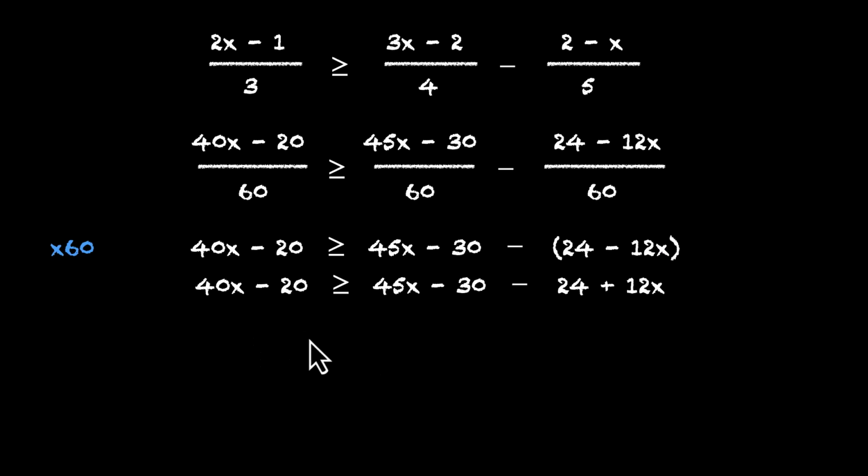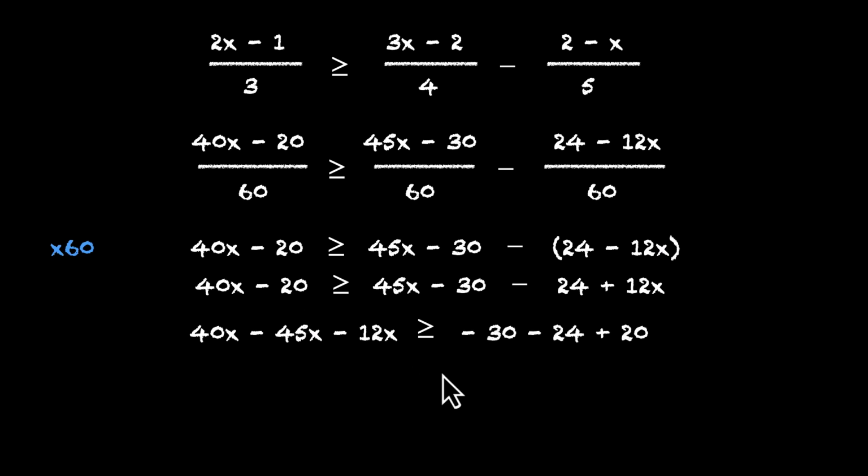Okay. Now that we don't have denominator to worry about, we'll move everything to one side. The objective is to isolate x just as we did in the equations. So 40x, 45x and 12x, these terms have x. So let's bring them to one side. We have 40x minus 45x minus 12x. We can do that. We can add, subtract anything to both sides without changing the inequality. So this stays greater than or equal to. Here we have minus 30 minus 24 plus 20.